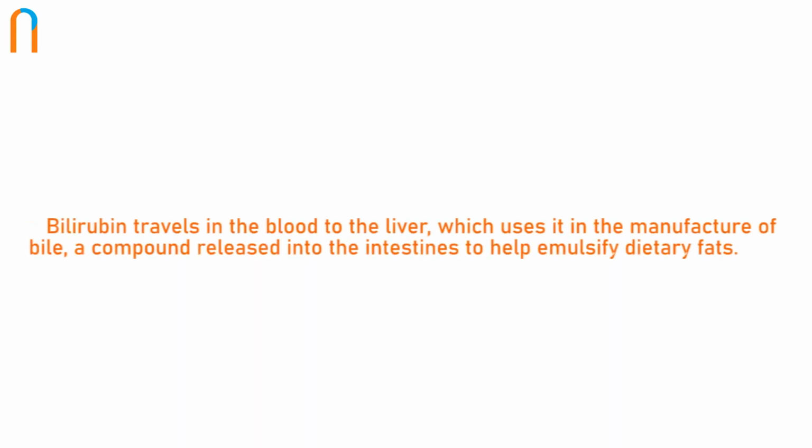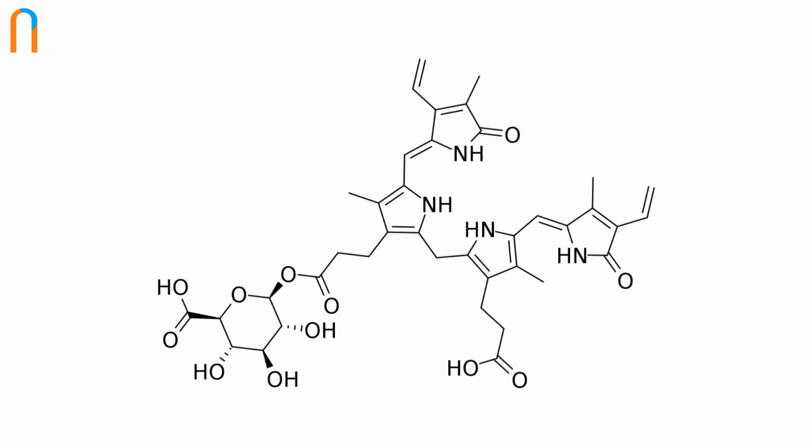Bilirubin travels in the blood to the liver, which uses it in the manufacture of bile, a compound released into the intestine to help emulsify dietary fats. In the large intestine, bacteria break the bilirubin apart from the bile and convert it into urobilinogen, and then into stercobilin. It is then eliminated from the body in the feces.